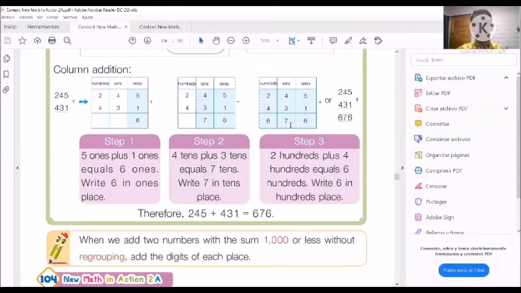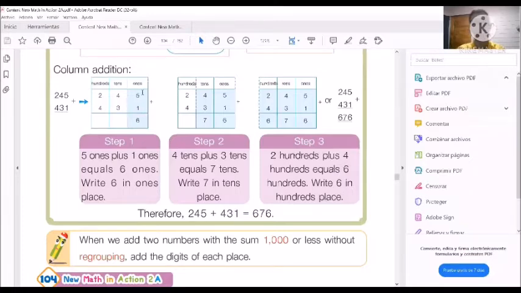This is without regrouping. What does it mean that this addition is without regrouping? It means that the sum of each place in these additions is always less than 10. Okay, so we don't need to carry numbers over or regroup.